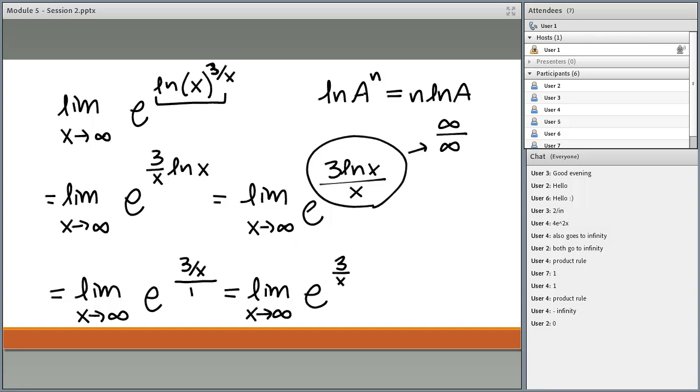What happens as x goes to infinity? Good, you're both right. As x goes to infinity, 3 over x goes to 0. So I get e to the 0, and e to the 0 is 1.